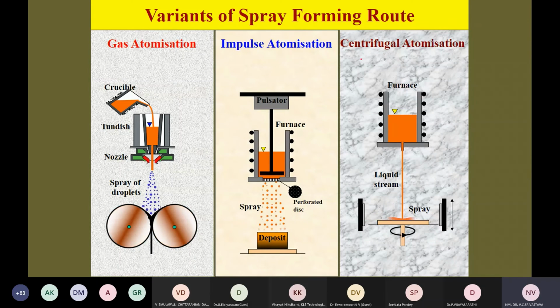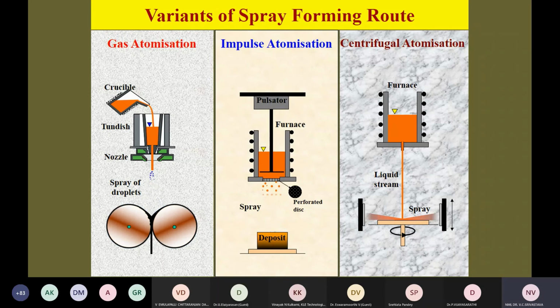Also, there is centrifugal atomization. The liquid is coming down. This is rotating at a very high speed, and as the stream comes in, it is divided into small droplets and they deposit here. So if you want to make a tube, you can use this technique for making a tube.